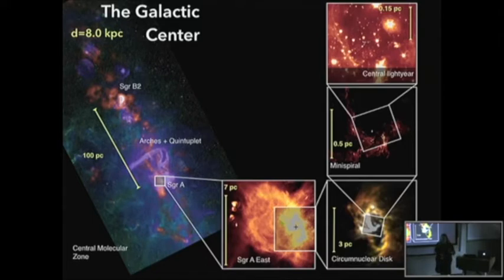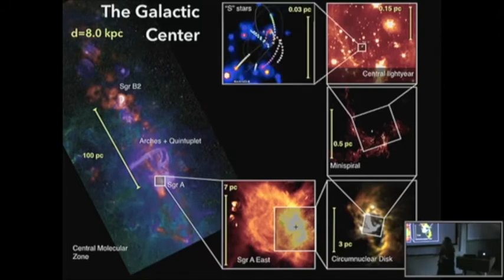So you get into the central light year here. And one more zoom takes you into the stars that are used to determine the mass and tell us that there is a central supermassive black hole. These stars are about 0.03 parsecs away from the black hole, and they're so close to it that you can actually see their motion. As you watch them for dozens of years, you can actually see them going around.